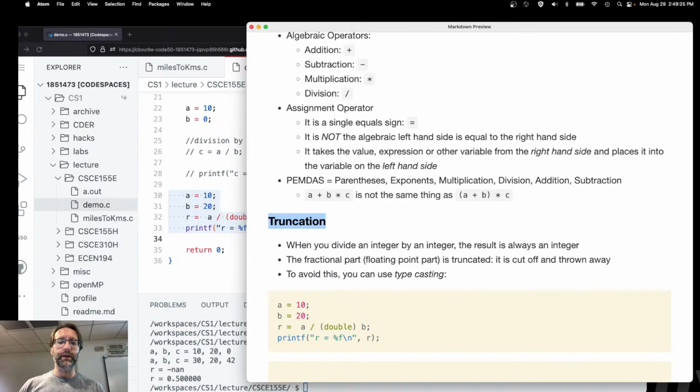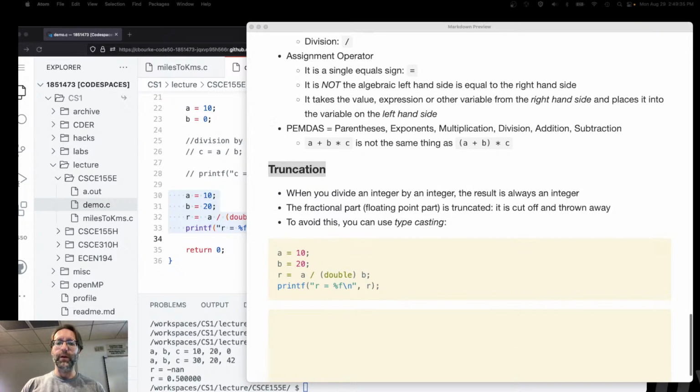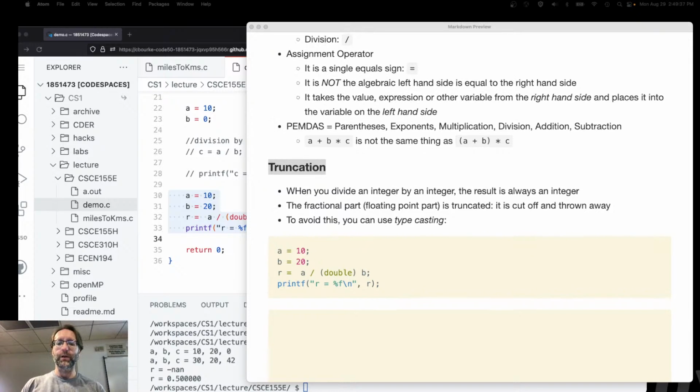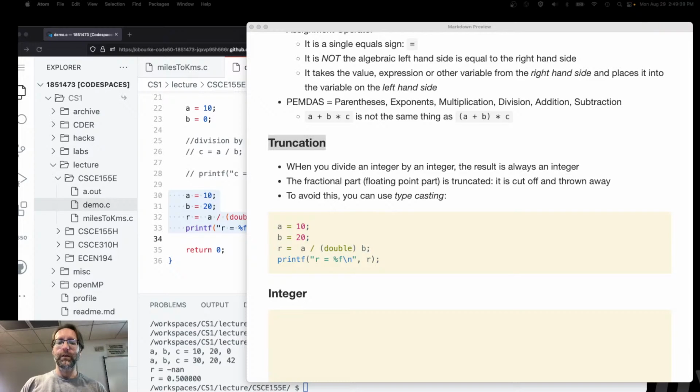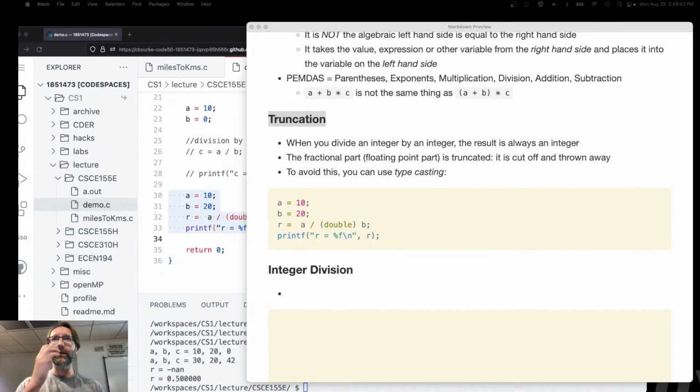PEMDAS rules. Let's see. What else? Truncation. Good. We already looked at overflow. Here's another operator. Integer division. So here's another operator that's kind of related to that truncation issue. You can use the integer division operator, which is a single percent sign.